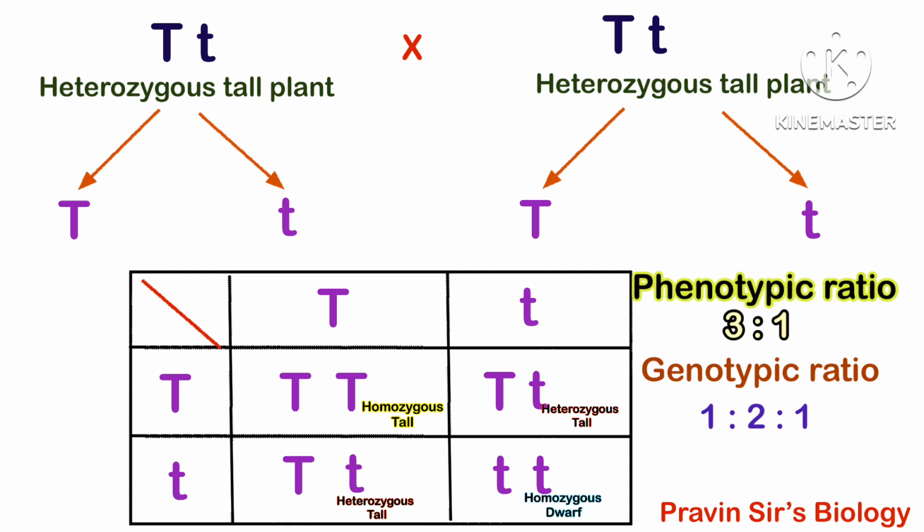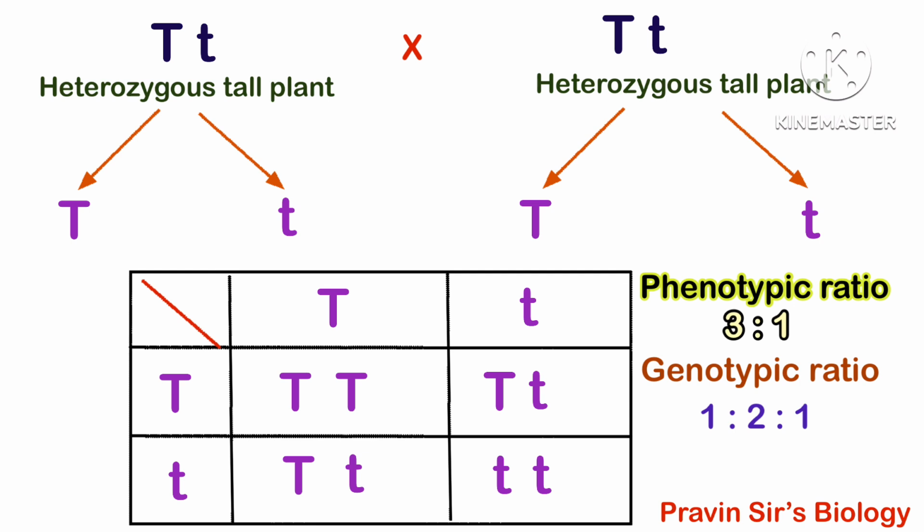So here the phenotypic ratio is 3:1. 3 plants are tall, 1 plant is dwarf, and the genotypic ratio is 1:2:1. 1 plant is homozygous tall, 2 plants are heterozygous tall, and 1 plant is homozygous dwarf. Since here we have considered only 1 pair of contrasting characters, it comes under a monohybrid cross, and this is the monohybrid ratio.